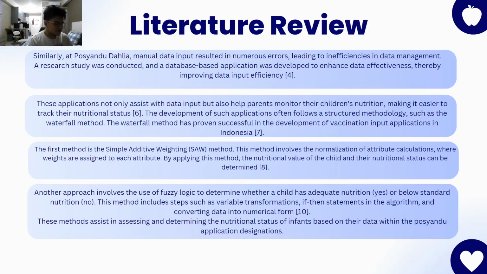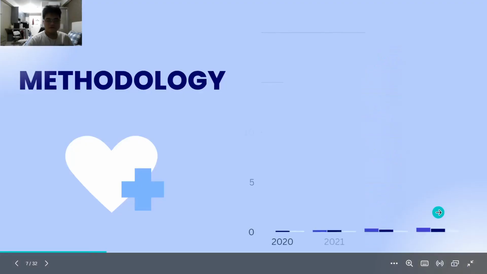The first method is simple additive weighting, or what we call the SAW method. The Z-score was calculated individually for each child's data, and classification of nutritional status is determined based on the calculated value. This method assists in assessing and determining the nutritional status of infants based on their data within the POSYANDU application.